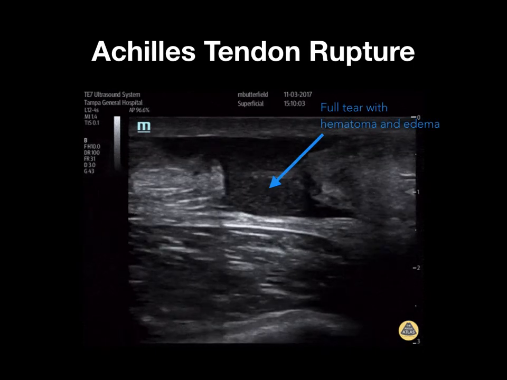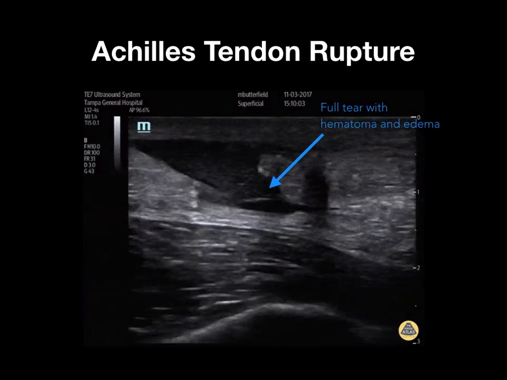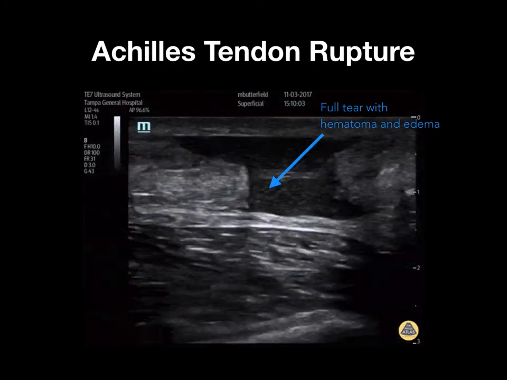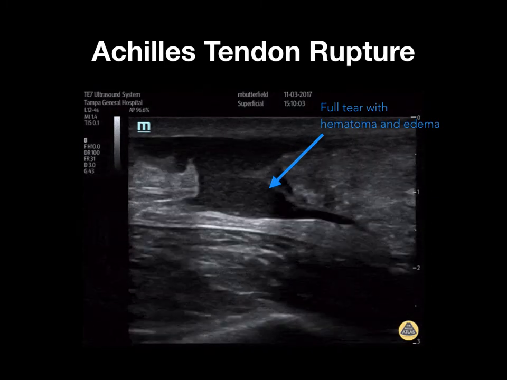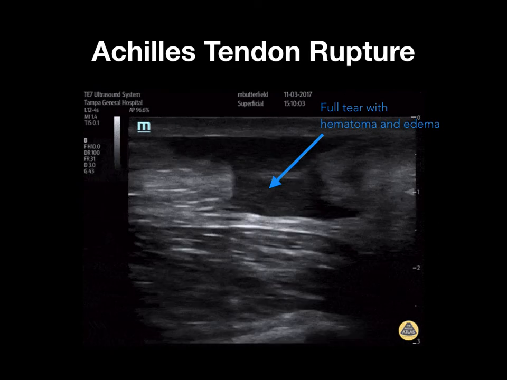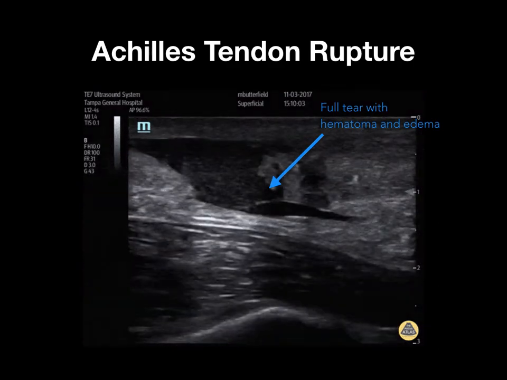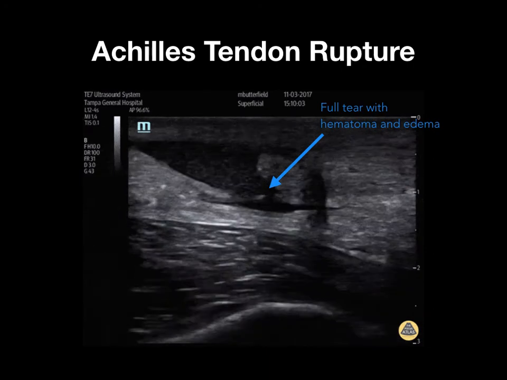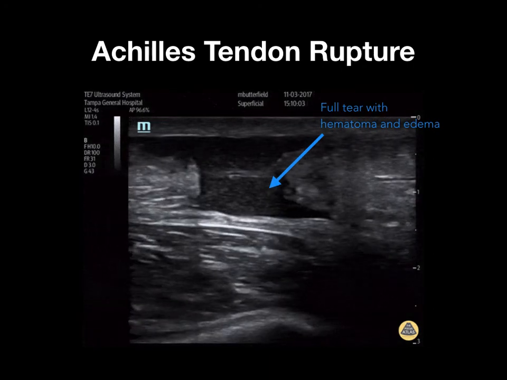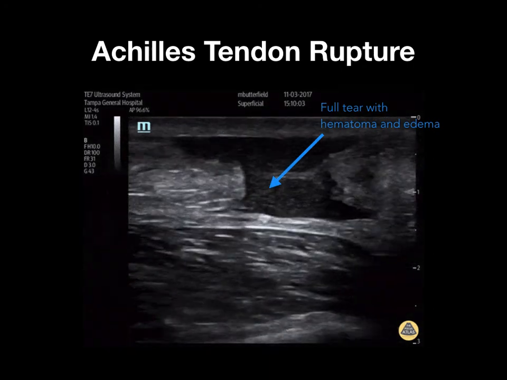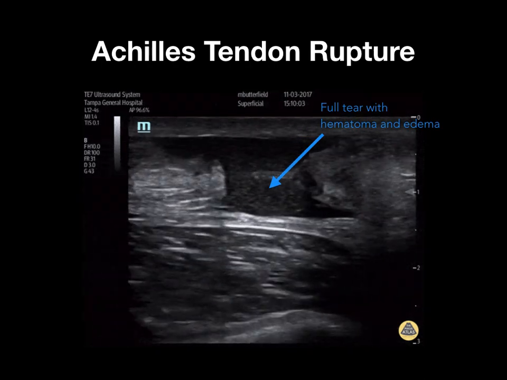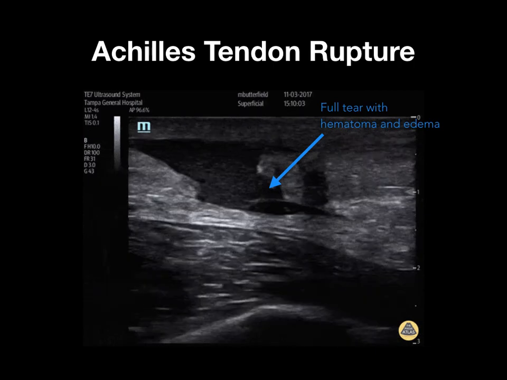Now when you're evaluating for a true tendon rupture, what you're looking for is both direct signs of seeing a tendon torn as well as indirect signs such as edema and swelling. In the image above, you can appreciate a full thickness tear of the Achilles tendon. Notice one piece of the Achilles tendon can be seen on the left and one piece of the Achilles tendon on the right. And in between, you're appreciating a hypoechoic collection of fluid that represents a hematoma.